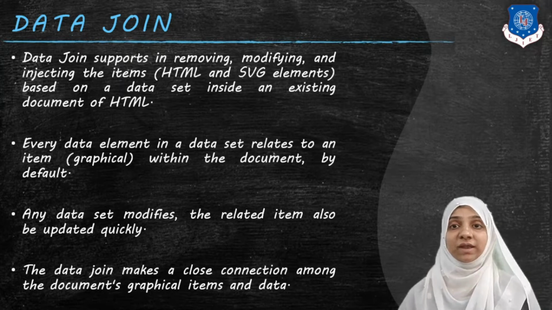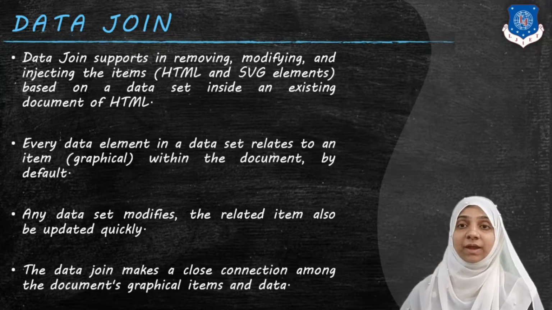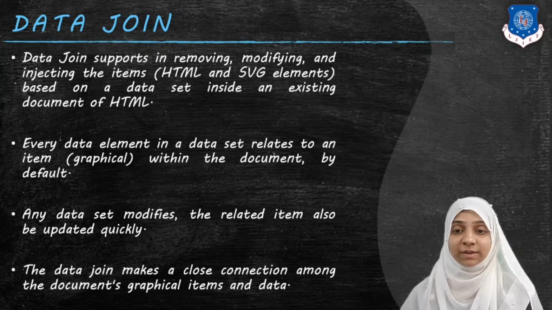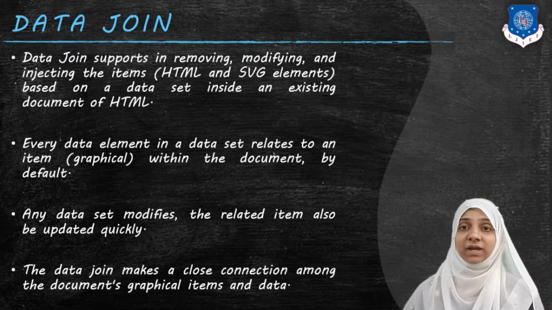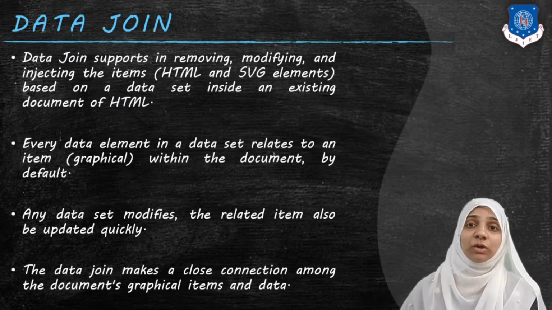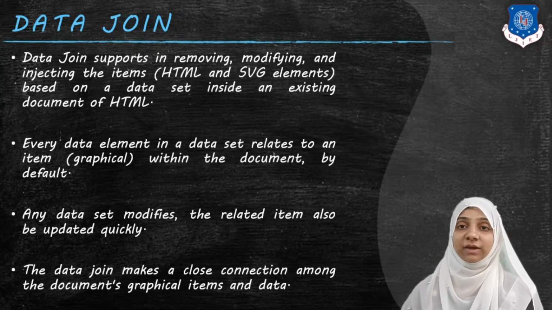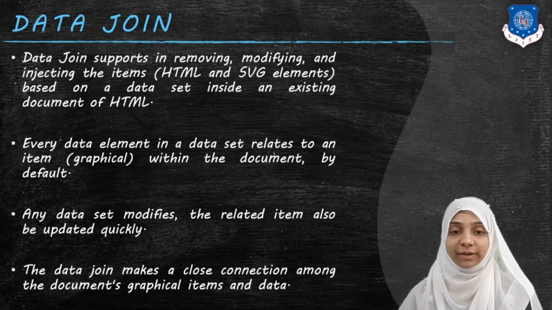Our data can be in any form. That means it can be an array which is stored inside a variable, or it can be stored in any object which is read from a file like CSV, JSON or XML. And according to that data, new elements are getting added into a web page, or some elements are getting removed from the web page, or existing elements are getting updated as per the data in a web page. So that can be performed with the help of data join.